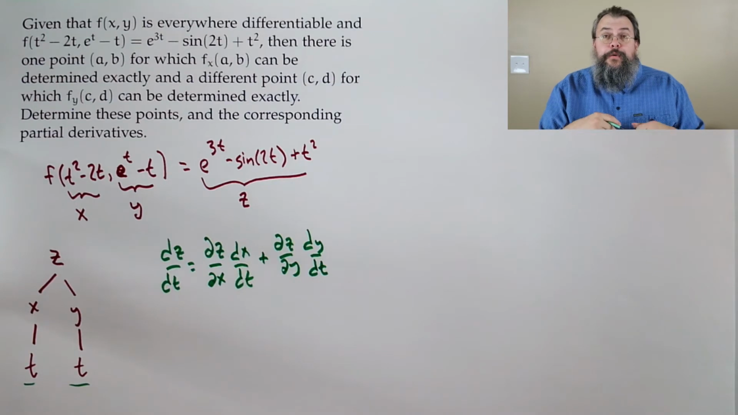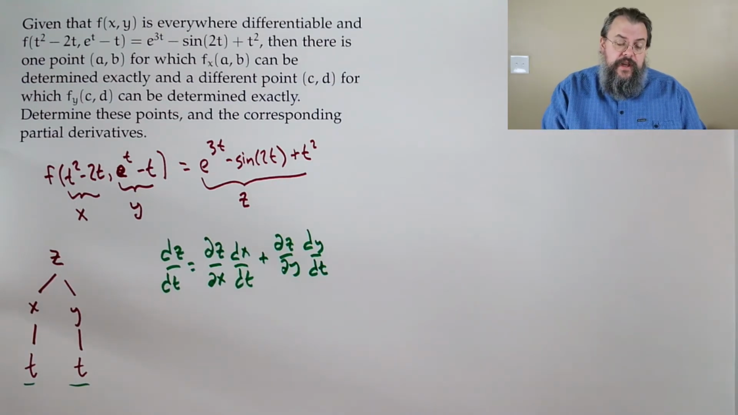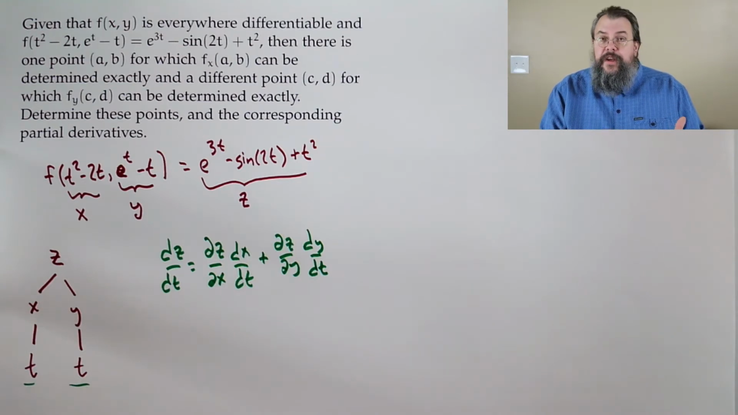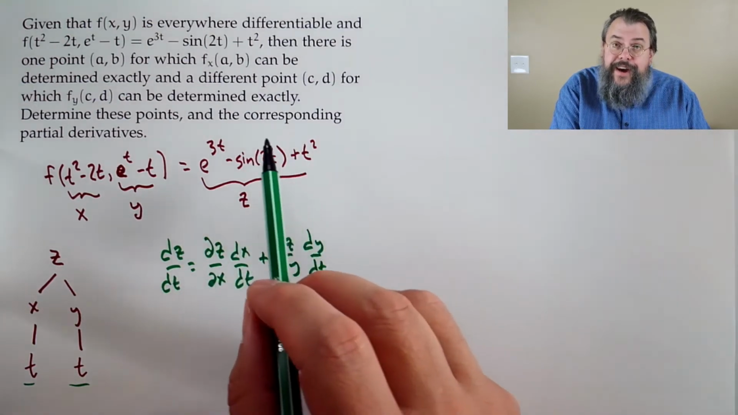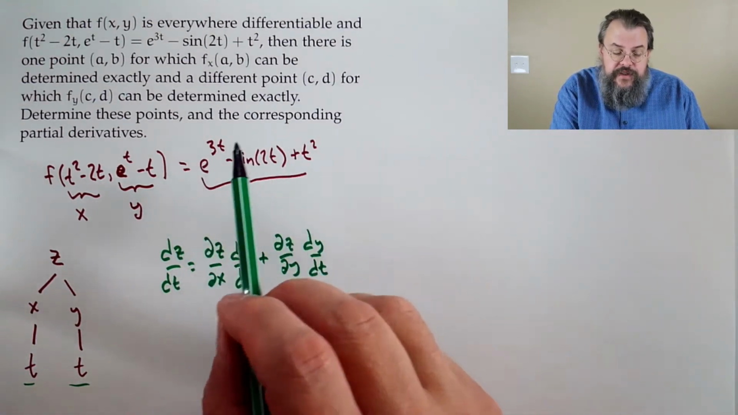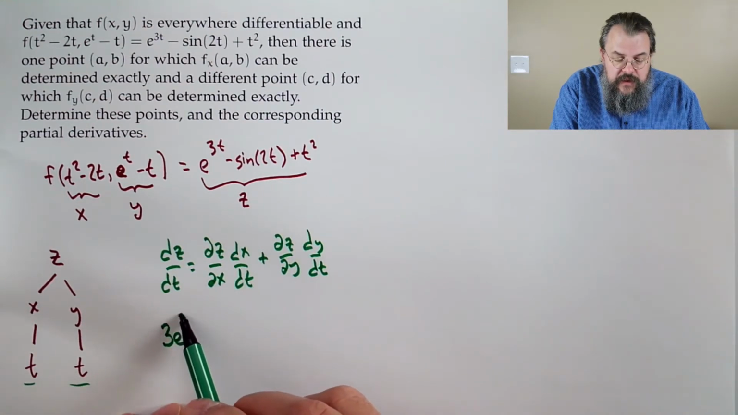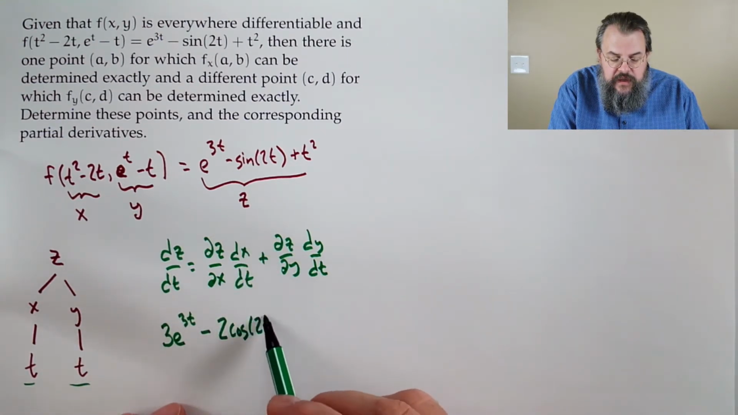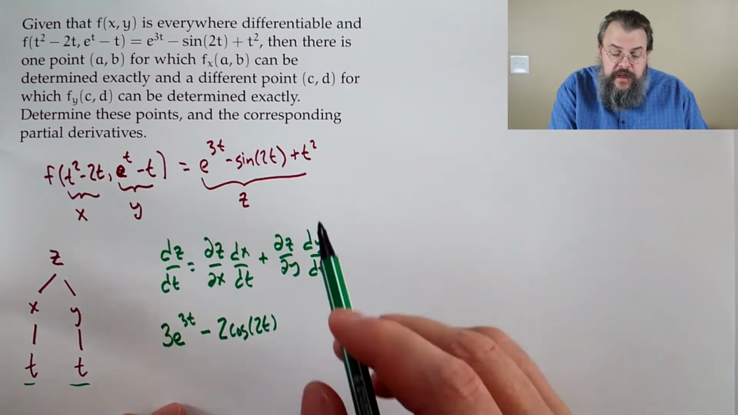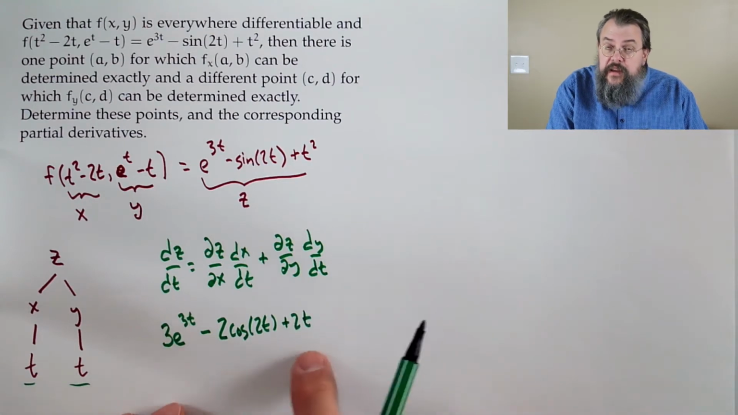All right. We're going to go through each one of these pieces. So let's start with dz dt. What is dz dt? We can write it down because we have z as a function of t. So we say, all right, 3e to the 3t, then minus, derivative of sine is cosine, so 2 cosine 2t. The 2 shows up because of the chain rule. And the derivative of t squared is 2t. So that's the dz dt.